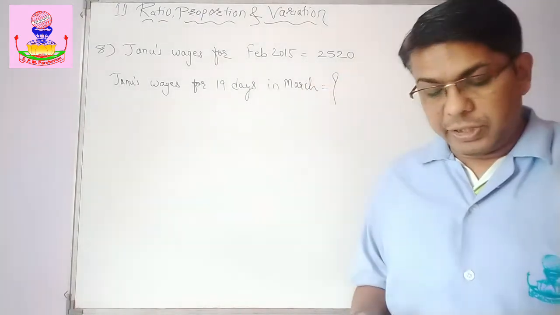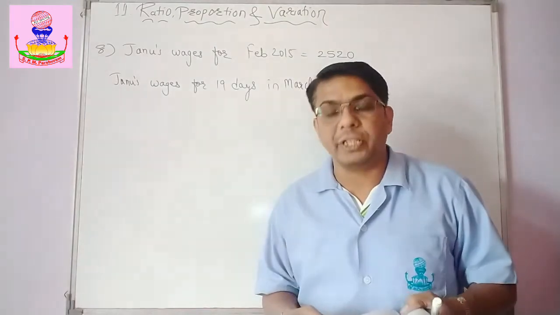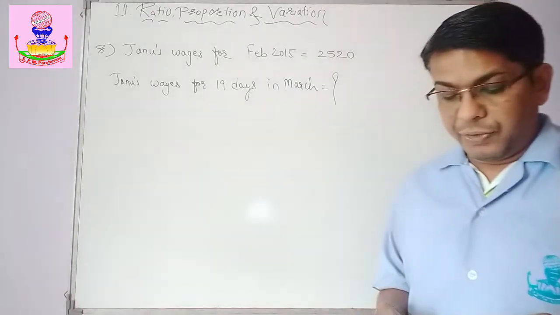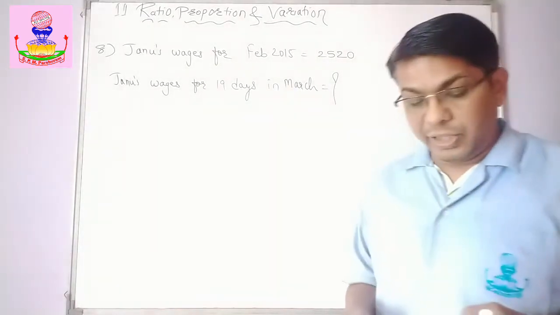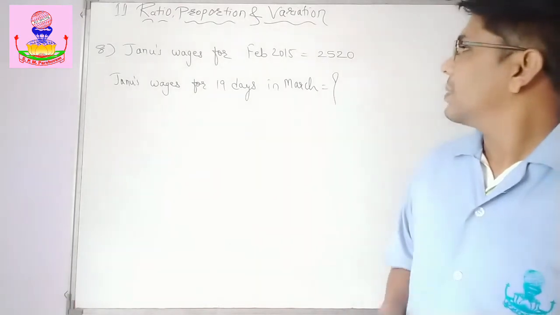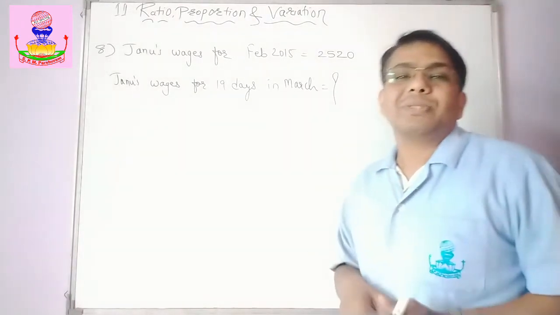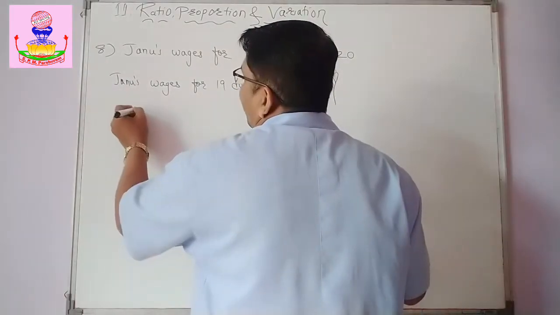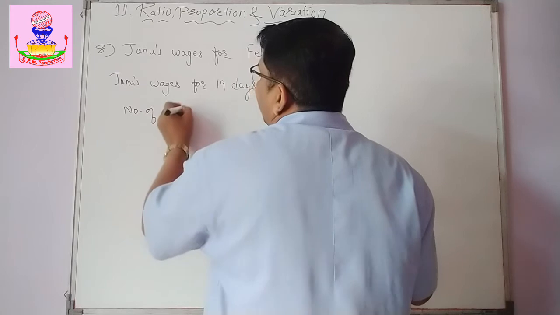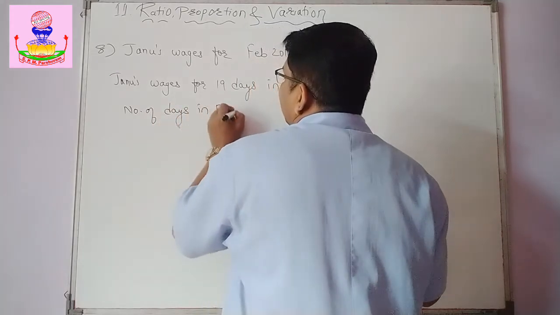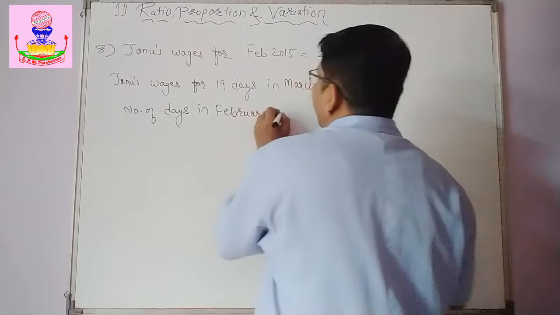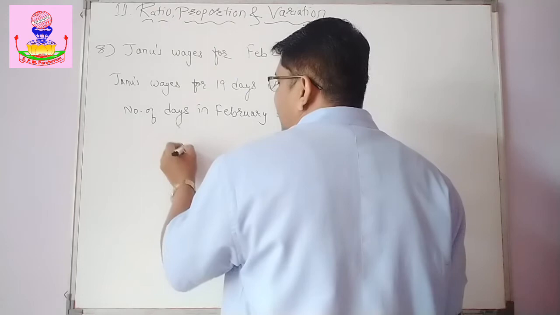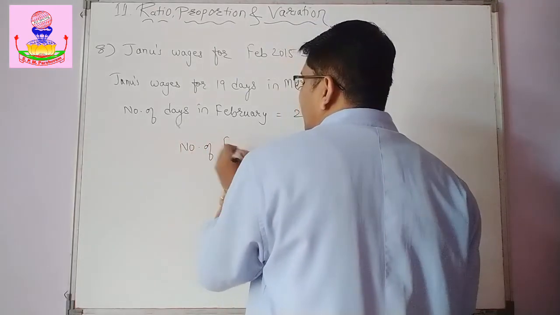Now see the 8th question. Janu's wages for the month of February 2015 was 2,520. Find his wages for 19 days of March 2015. Now 2015 is not a leap year. So number of days in February. How many days? Yes, exactly. How many? 28. Okay. So, see here. Number of days.